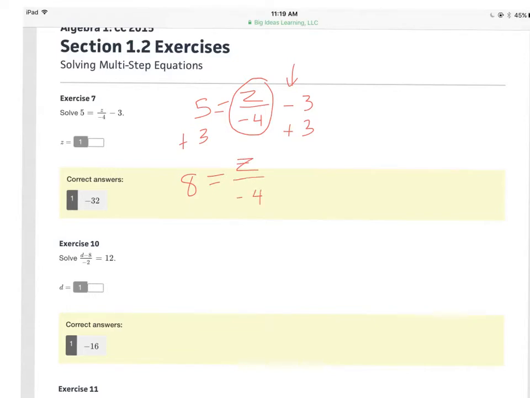Now, instead of dividing by negative 4, we're going to multiply by negative 4. And we're going to do that on both sides. So we get z is equal to negative 32. So that's the first one.